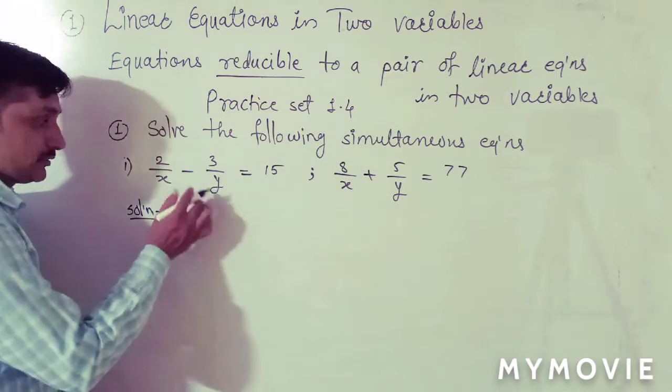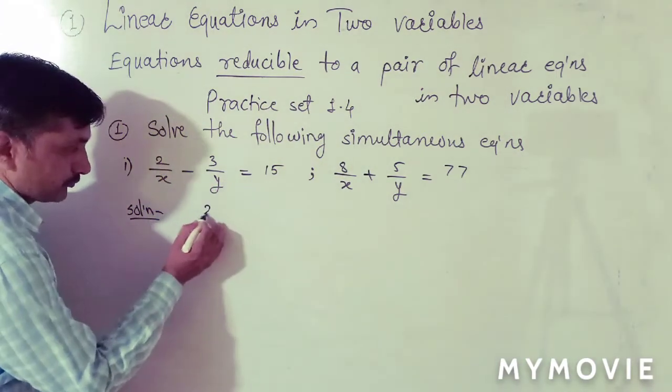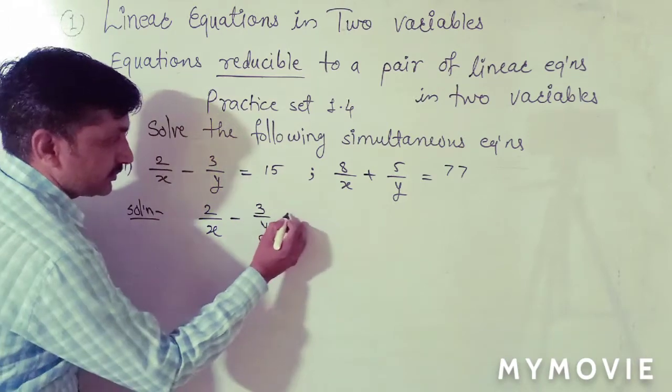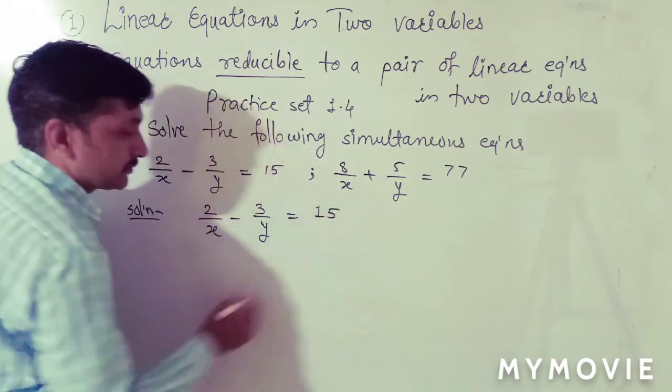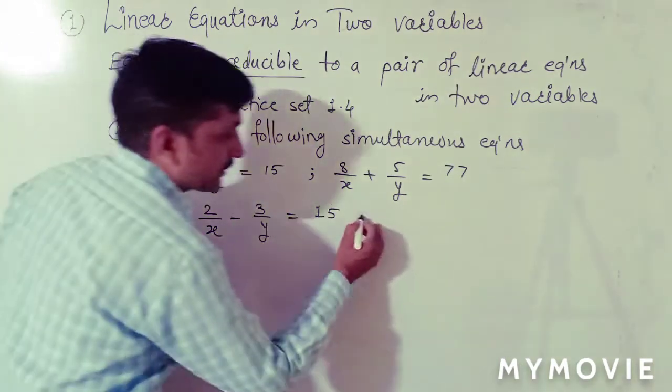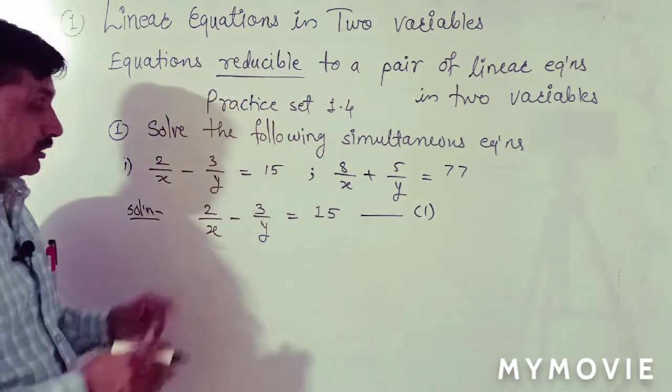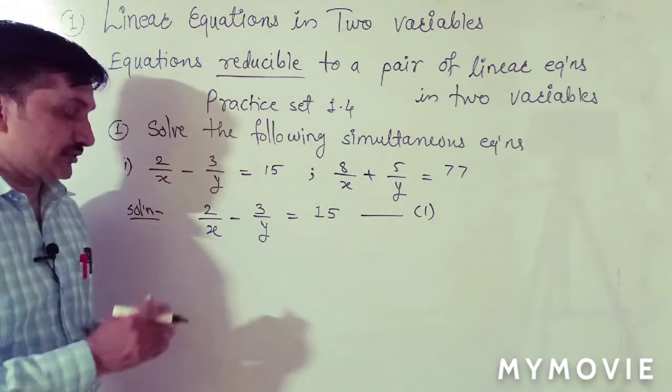Now see dear friends, first I write this equation. First equation: 2 upon x minus 3 upon y is equal to 15. This is the given equation. I write here first equation. Now how to reduce it?